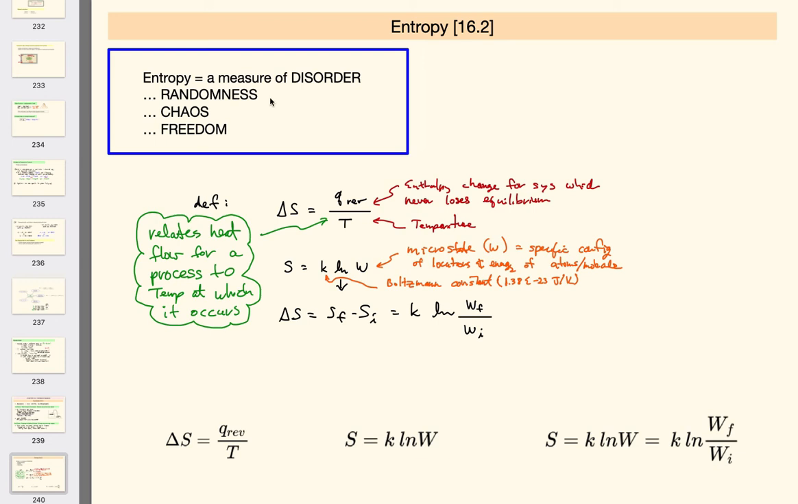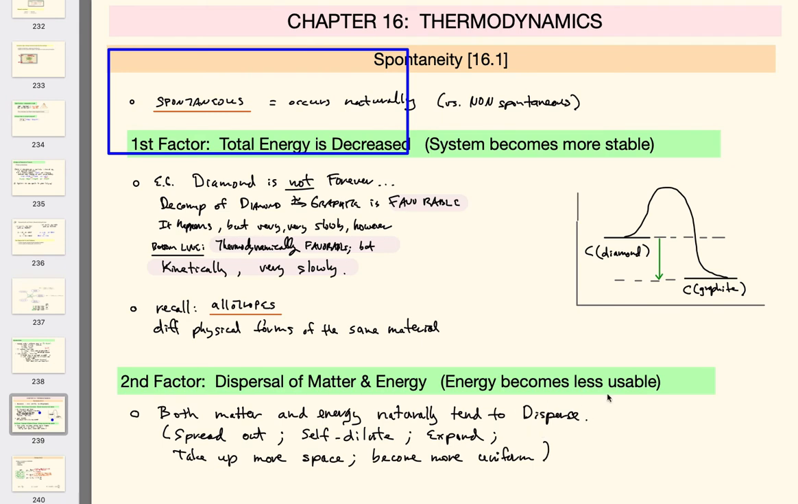People debate this, but don't. Just don't. Here we go. Entropy can be thought of as a measure of disorder. There we have it. That is another way of saying energy is dispersed. It's less usable. It's dispersed.